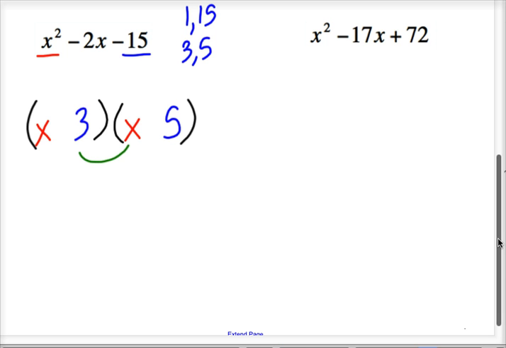So right now I have 3x and I have 5x. Making one of those negative, is it possible to get a negative 2x there? Well, it is. Because if I make this a negative 5, and I make that a positive 3, that is going to be a negative 5x, and now that's going to add to the negative 2x that I needed. So that's how that one is able to be factored.